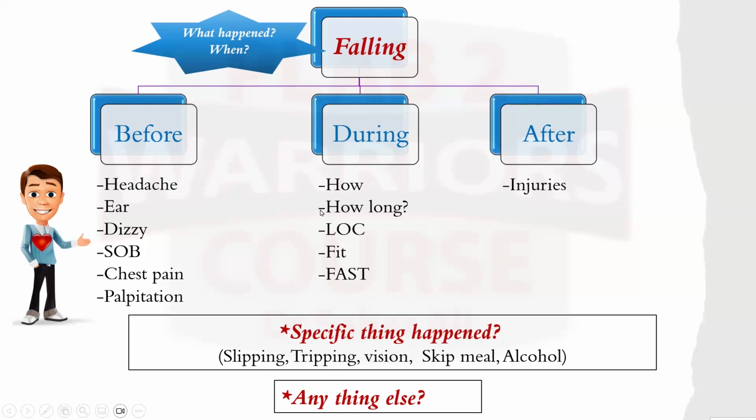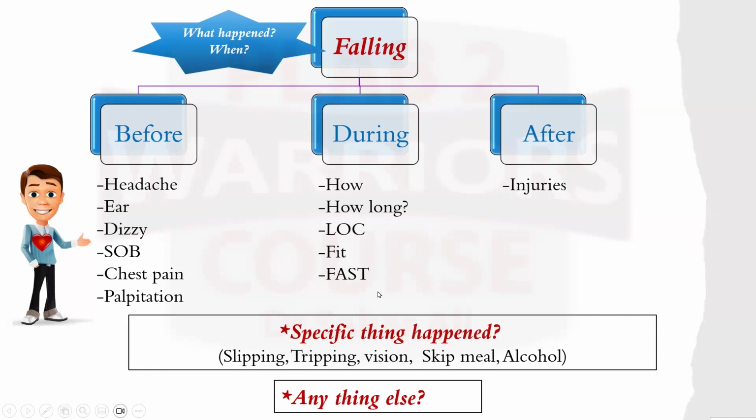Then, how long have you been on the floor? Especially in elderly patients, you have to exclude a long lie. Long lie can lead to rhabdomyolysis, and rhabdomyolysis can lead to acute kidney injury. All right? So for how long have you been on the floor? Any loss of consciousness? Any fits, to exclude epilepsy?